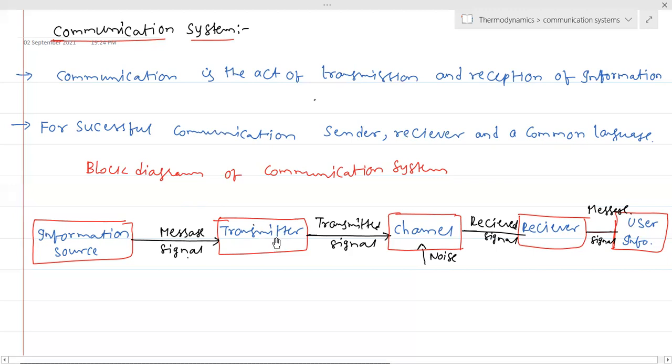It will transmit the signal, it will send out the signal. So channel means we have a path, the medium by which you are sending the signal from one place to another place.